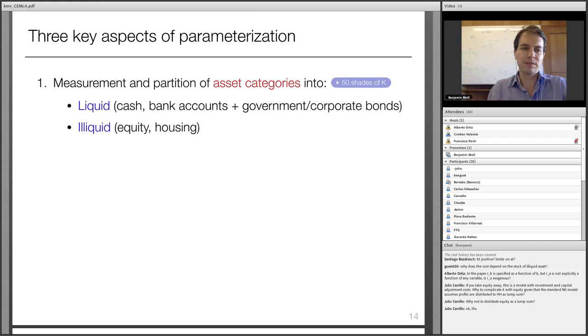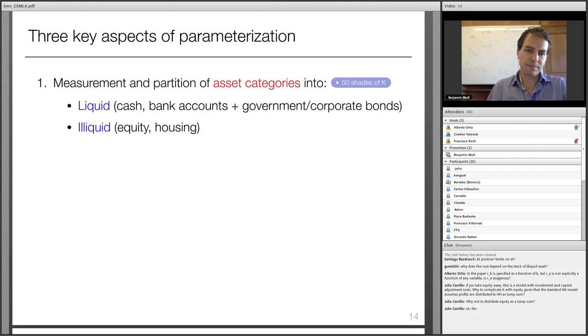So here's what we did. We went to the flow of funds from the U.S. Federal Reserve. In the flow of funds, there's a part that you can think of as the aggregate household balance sheet of U.S. households. And we basically just went through it line item by line item, through different assets, and we made different judgment calls on whether we call them liquid or illiquid.